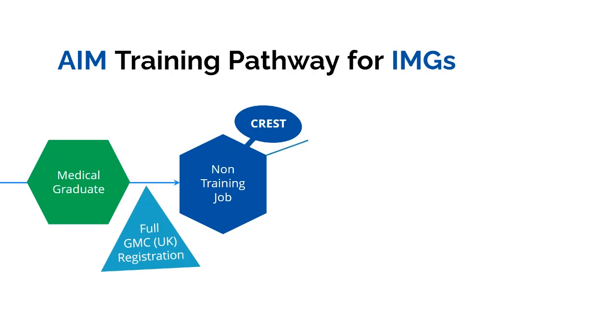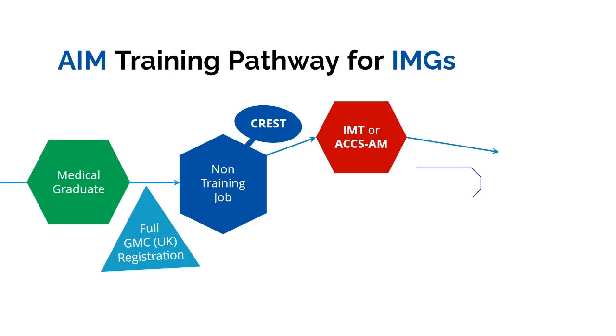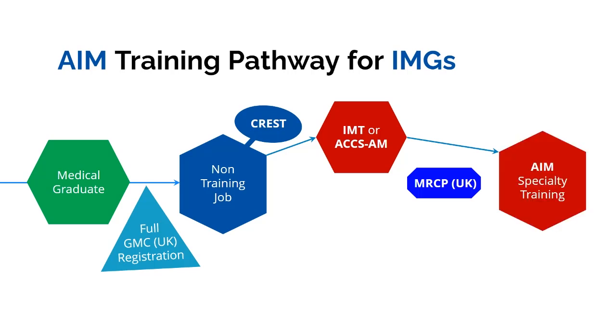From a non-training job, you can join an IMT or ACCS AM, and after passing MRCP in IMT or ACCS AM, you can start acute specialty training. So there are two competitive processes here, because to join IMT there is recruitment, and to join AIM specialty training you have to go through recruitment as well.